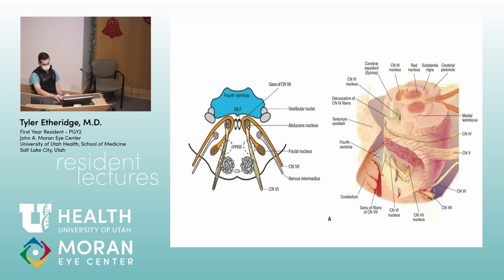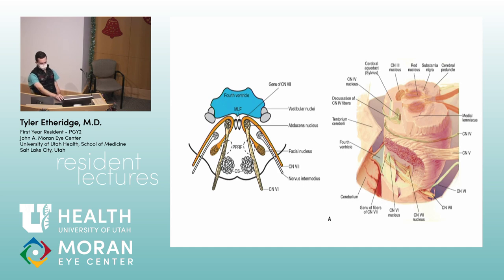And this is more of a three-dimensional representation versus a two-dimensional representation of the facial nucleus and the motor portion, highlighted in this orange color. You can see that it's ventrolateral to the 6th nerve nucleus and ventromedial to the spinal nucleus of 5 and dorsal to the superior olive.